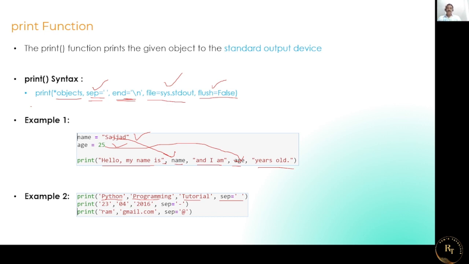I wanted to print 23, 04, 2006. Consider this is representing a date, and I want the date separator to be a hyphen. So between 23 and 04 there will be a hyphen. Between 04 and 2006 there will be a hyphen. Let us say this is my email ID. This is the domain name, gmail.com. Right? I wanted to display ram@gmail.com. So between ram and gmail.com, the separator has to be an @, right? So it is going to display ram@gmail.com. So that is the exact meaning of SEP, or a separator.